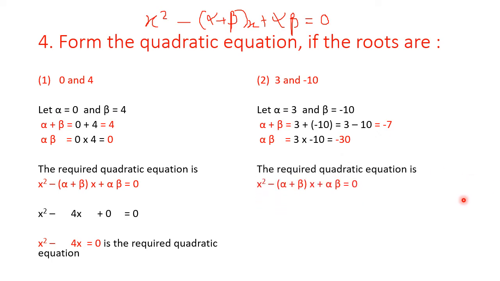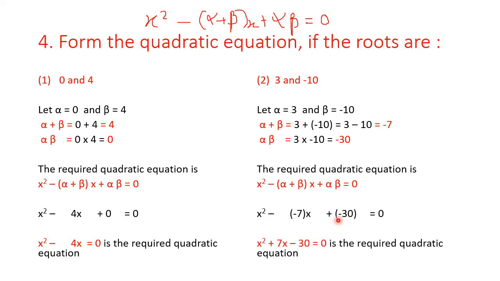Then we write down the required quadratic equation. The required quadratic equation as always is the same equation. So we are going to substitute the values. x square remains as it is, minus here as it is. Alpha plus beta is minus 7, so we write down here minus 7. Alpha into beta is minus 30, so this plus sign we write outside and in the bracket we write down minus 30. We further solve this. Now minus into minus will become plus and plus into minus becomes minus. So this is the required quadratic equation.